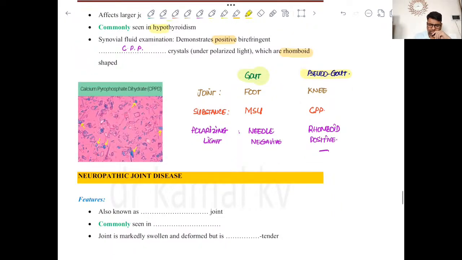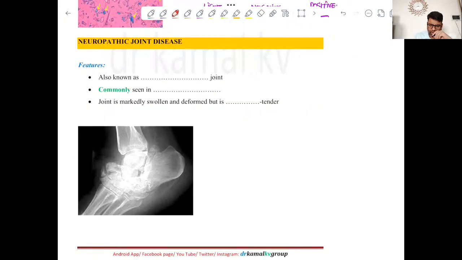Then coming to neuropathic joint disease, just a few words. It is also known as Charcot's joint. And when we say neuropathic, it means the sensations are absent. Therefore, the patient will have so much damage to the joint, and he is unaware of that because there are no sensations going from the joint, and therefore it is non-tender as well. So the patient is unaware of this.